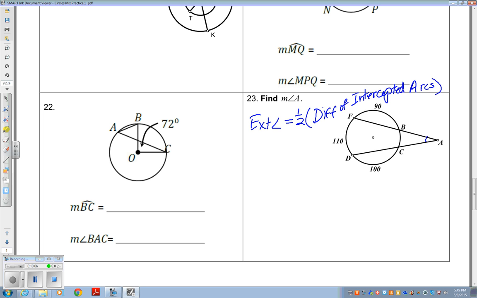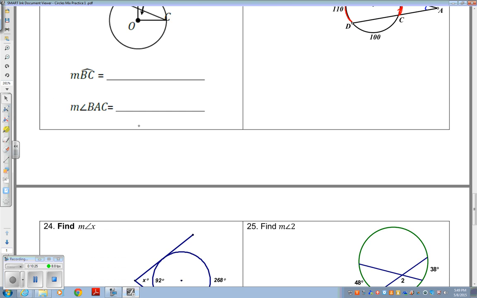So your intercepted arcs that you're going to use, we have FD right there, and you have BC, which you're going to have to calculate, which you can do because you have the other arcs, and you know that the distance around a circle is 360. So that's your exterior angle.